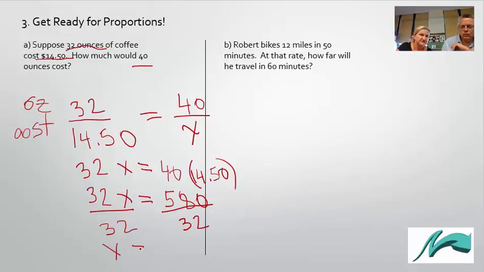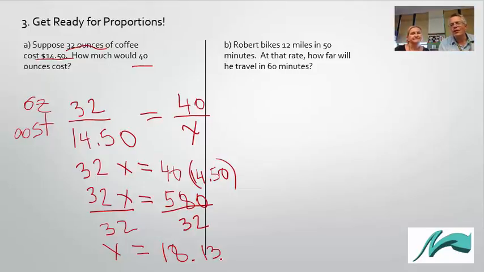So x is equal to 18.125. So since this is money, we're going to round it to 18.13. Okay, so $18.13. Okay, very good. So these proportion problems occur in a lot of ways.